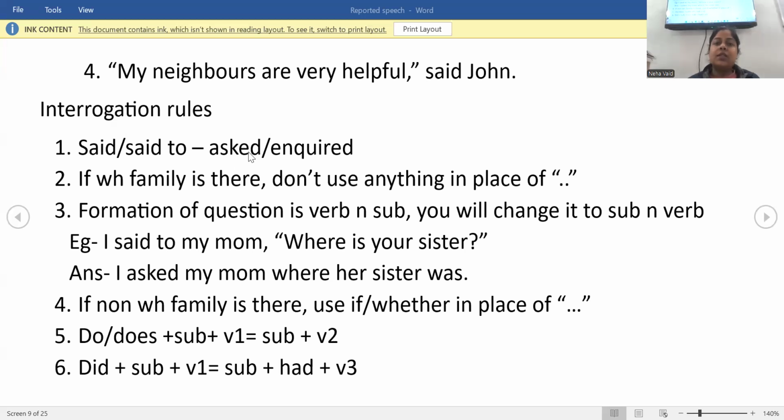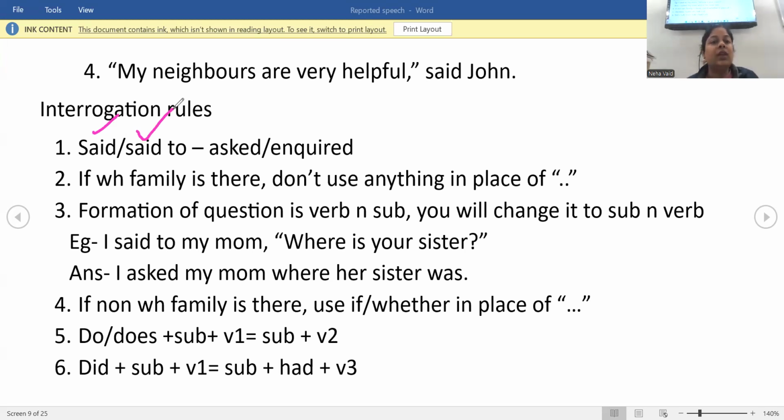So now we are going to start with the second part of the reported speech, that is interrogation rules. In interrogation, we convert your said to into asked or inquired. But in assertive sentences, we change them into told. But here we change your said also, or said to also.